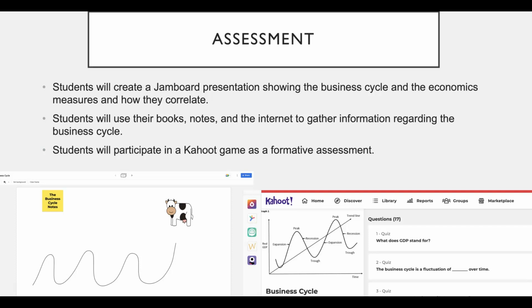I really love Jamboards. We then did a Kahoot game as a formative assessment, and you can see on the right hand side, that is also a business cycle right there. It looks a little better than mine, plus it's labeled. And then we did the Kahoot, and we were able to just all come together and see what we had learned. The students were presenting these to the class when they finished that. And actually, I don't even know if I put that in my lesson plan. But anyway, that's what we did.